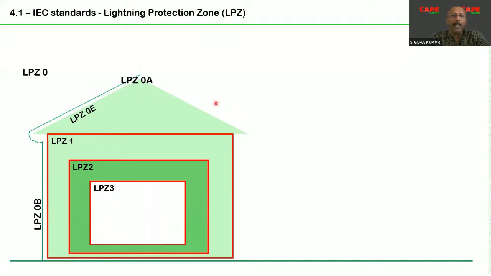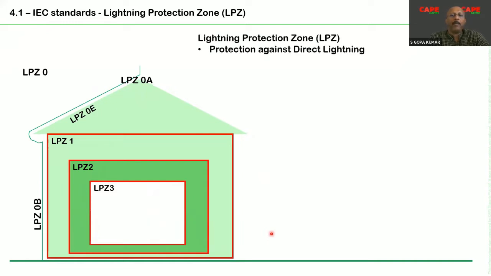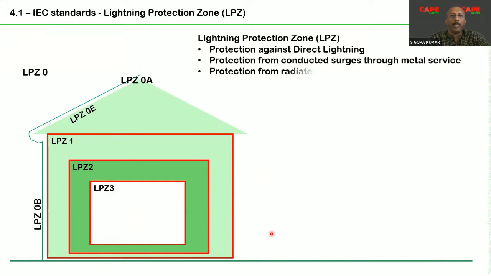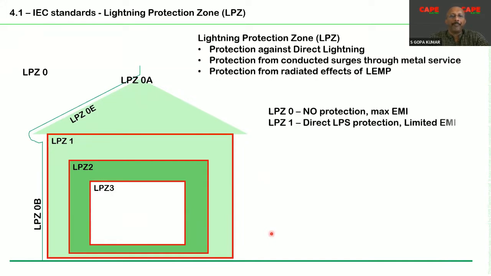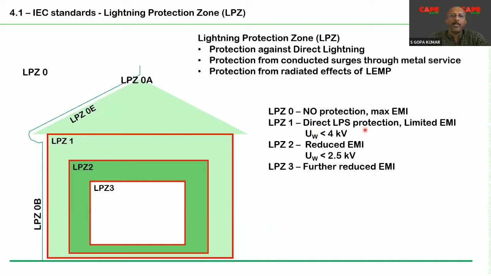Like that, a building can be classified into several lightning protection zones. N number of zones can be created depending upon what kind of protection you are looking for. Example, lightning protection zone 0: no protection and maximum electromagnetic impulses can be expected. Zone 1 has limited EMI and the Uw voltage impulse withstand is 4 kV. Like that, for each zone, the voltage impulses are specified.